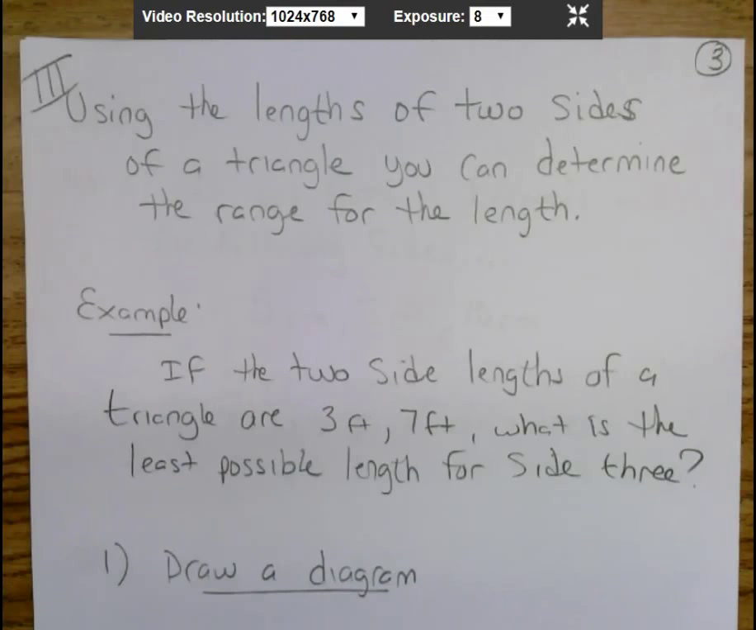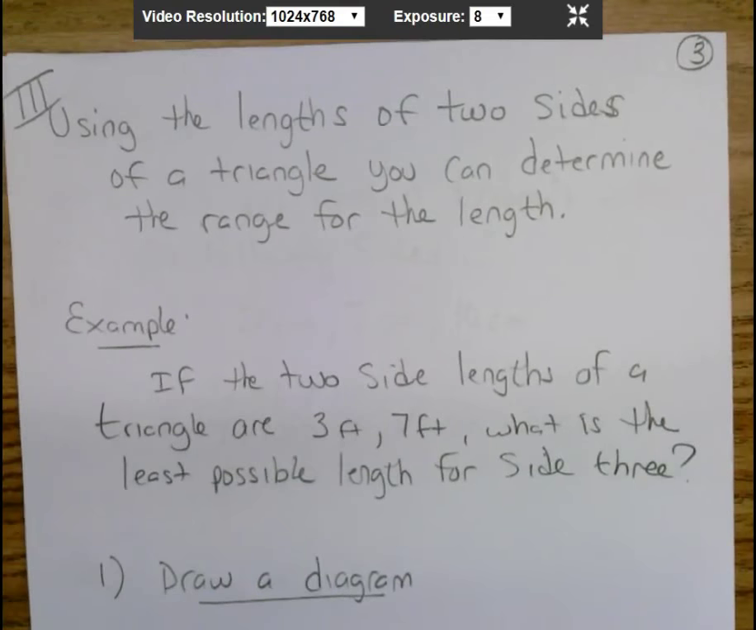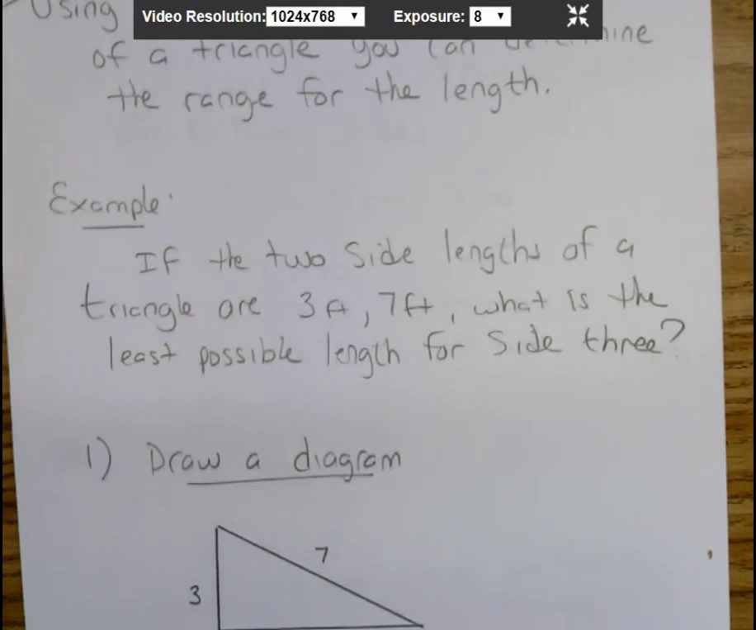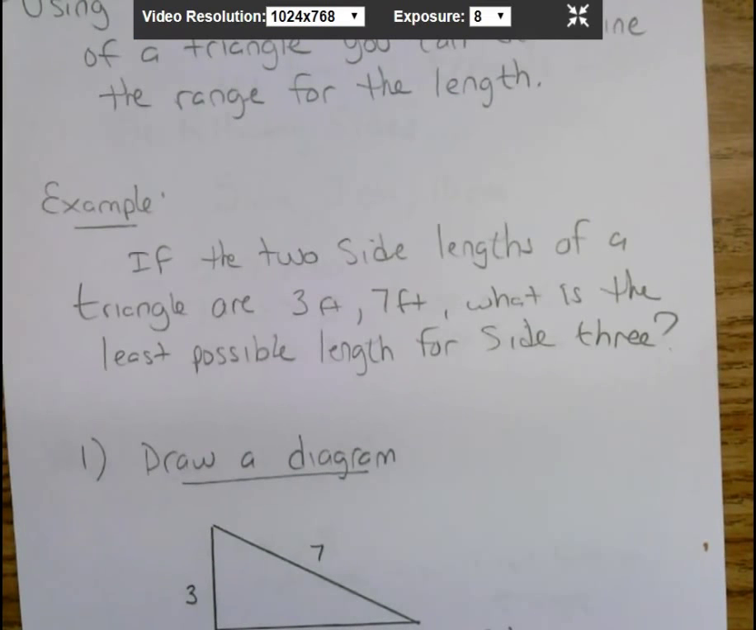We can also use this, not just to figure out whether three sides are going to form a triangle or not, but to get the range of possible lengths for that third side. So let's see how we do that. An example: if the two side lengths of a triangle are 3 feet and 7 feet, what is the least possible length for side 3? So what's the shortest length that third side can be to form a triangle?